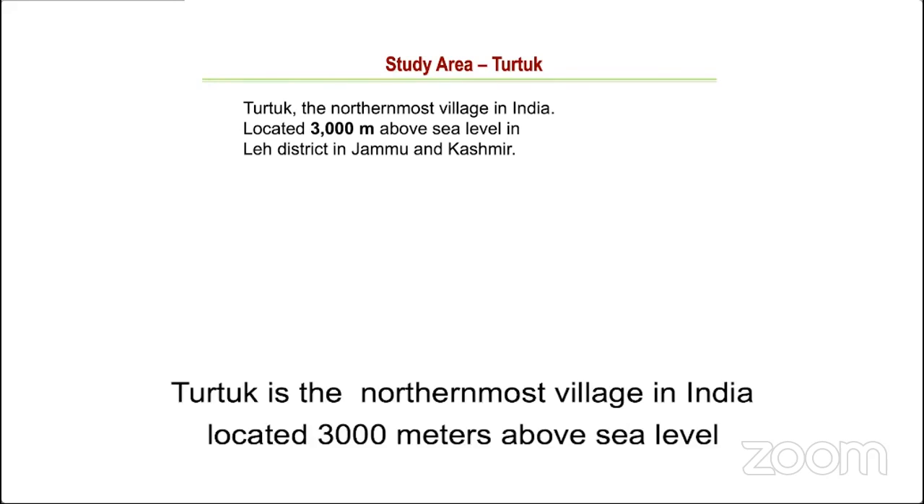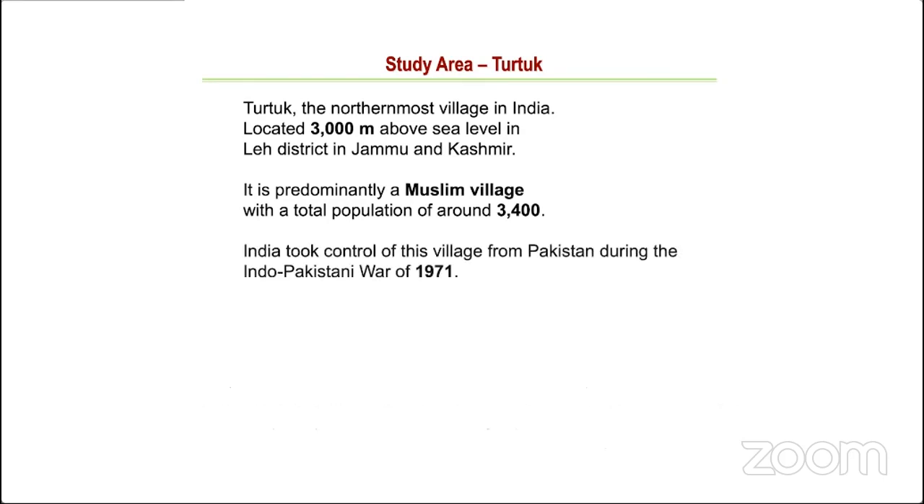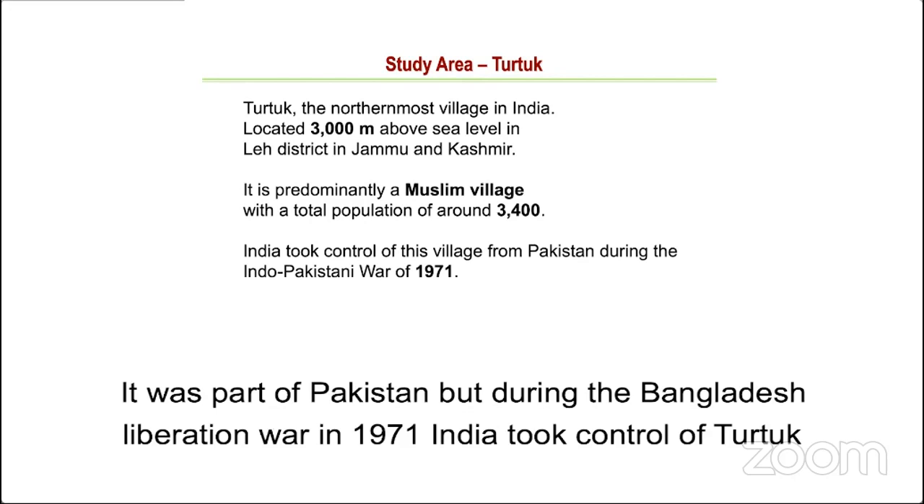Turtuk is the northernmost village in India, located 3,000 meters above sea level. It is predominantly a Muslim village with a population of around 3,400. It was part of Pakistan, but during the Bangladesh Liberation War in 1971, India took control of Turtuk.